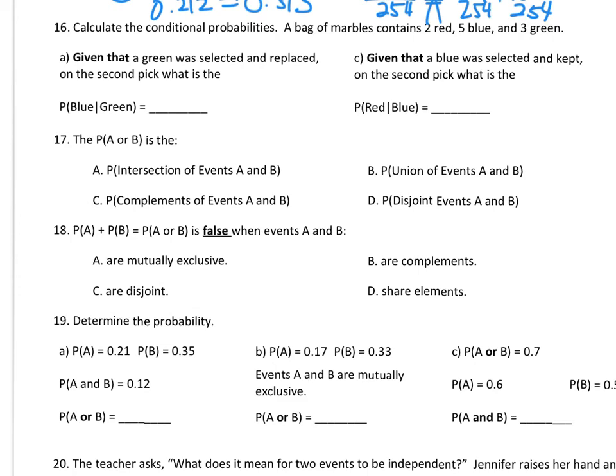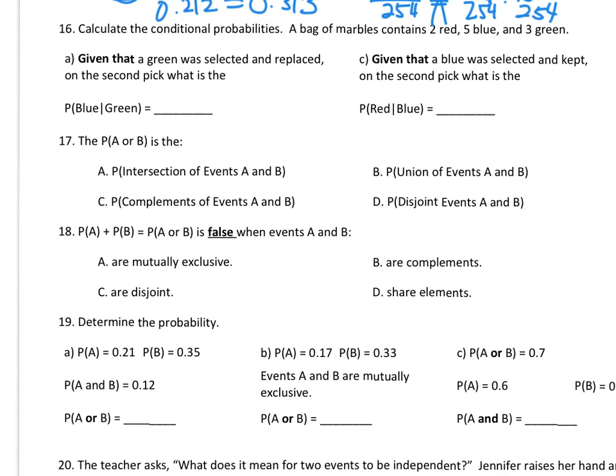The next questions ask about replacement. So, given that a green marble was selected and replaced, we're back to the situation that we started with. So that green doesn't matter. The probability of a blue is 5 out of a total of 10, which is 1/2. Given that a blue was selected and kept, okay, so we're keeping the blue, that means we're down to 4 marbles there. So now the chance of picking a red is 2 out of 9 total.